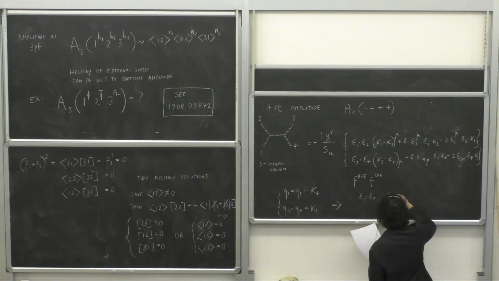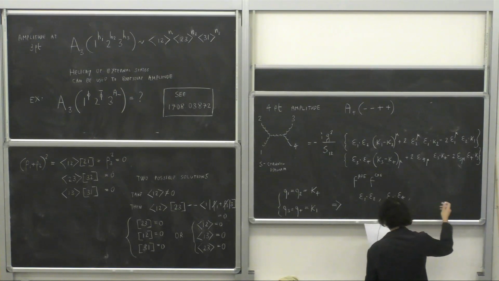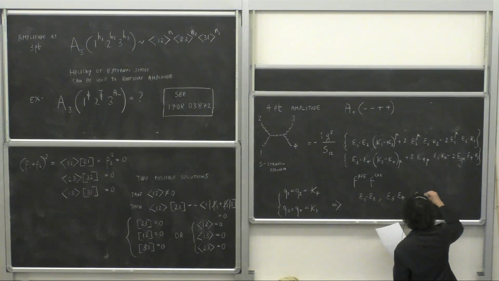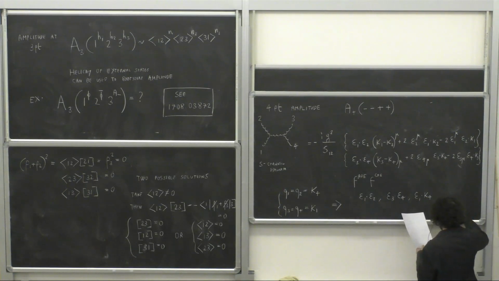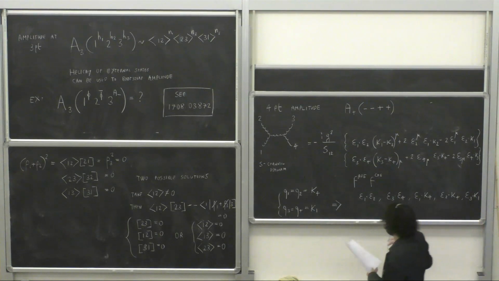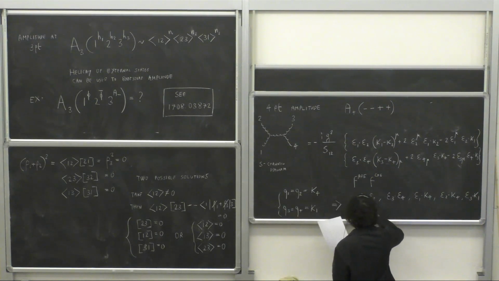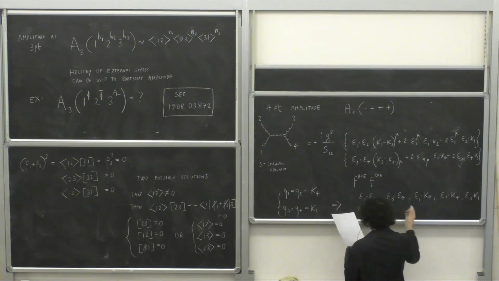Then we have epsilon 3 dotted into epsilon 4, same reason. We have epsilon 1 dotted into k4. Why is that? Because k4 is the reference momentum for epsilon 1, right? So epsilon 2 dotted into k4, same reason. Epsilon 3 dotted into k1, same reason. Epsilon 4 dotted into k1, still equal to 0. Same reason, again, k1 is the reference for epsilon 4.